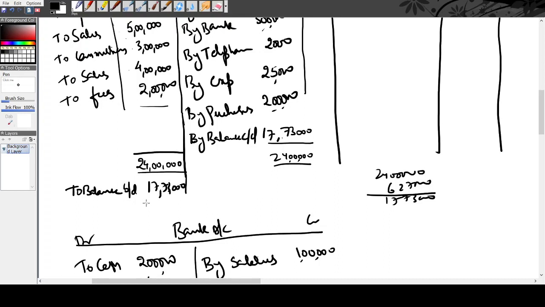Now what is the meaning of this number? The meaning of this number is, on the date of balancing, whenever I'm doing this balancing exercise, let us say I'm doing this on 31st March, this is brought forward on 1st April. On 31st March, at the end of the business, I have a cash balance of 17 lakh 73,000. So this is the amount of cash which I have in my hand now.